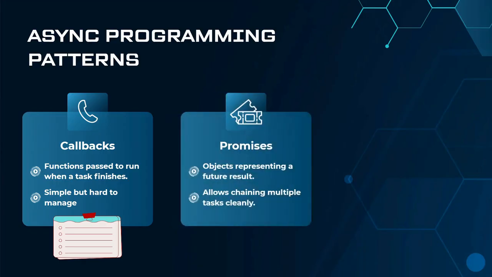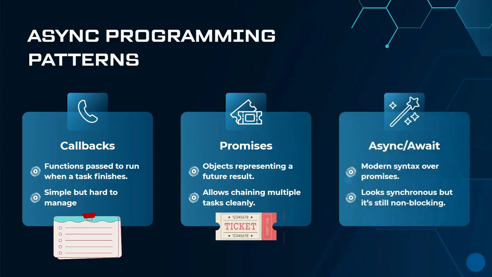Second, promises. These are objects representing a result that will come in the future, letting you chain multiple tasks cleanly. Think of it like a ticket system. Each pizza order gets a numbered ticket. The chef checks tickets in order and serves pizzas as they are ready. Cleaner than sticky notes.